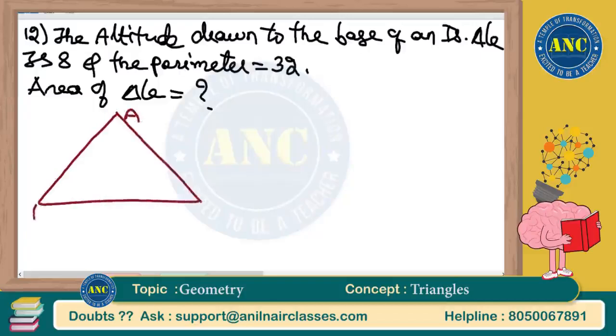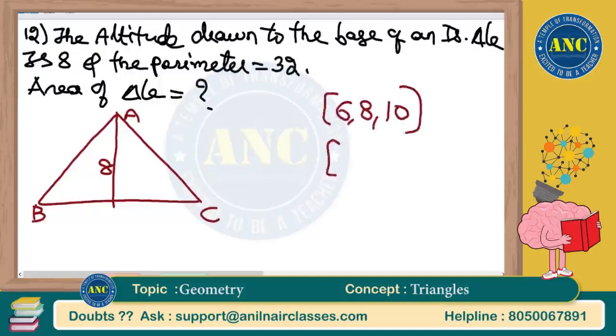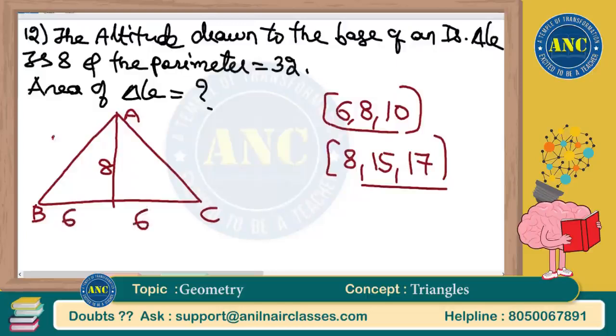These are A, B, C. The altitude is nothing but 8. What are the right angle triplets which have 8 as a side? Either it is 6, 8, 10 or it is 8, 15, 17. One among them is right. Let us see. If it is 8, this is 6, this is 6, and this is 10, and it is 10, 10.